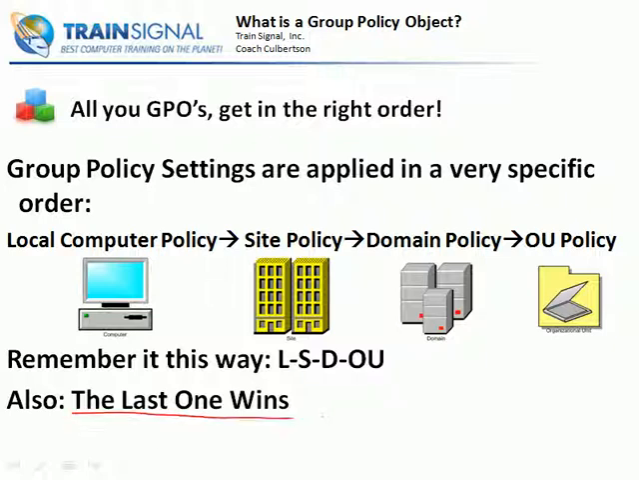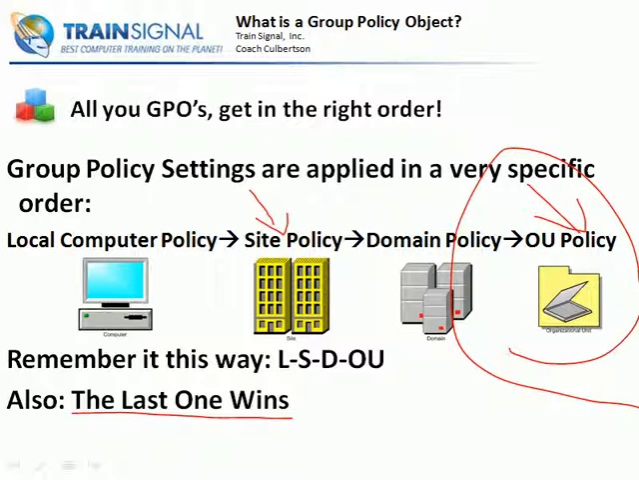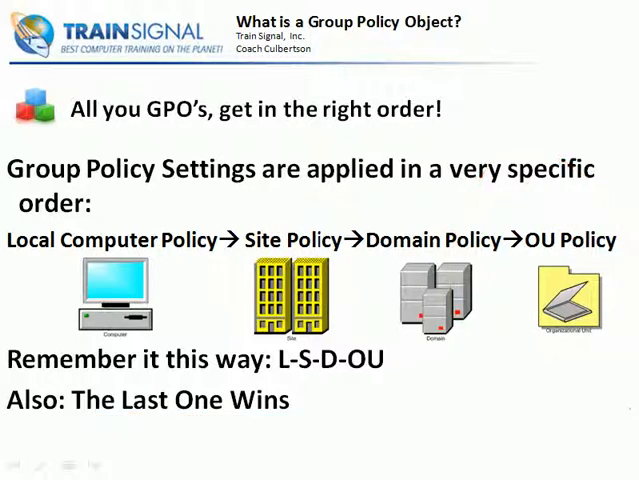Also, here's something else that I would like for you to remember. Well, let's say you have two different group policy objects. Let's say that one group policy object happens to be running here at the site level and one happens to be running at the OU level. Well, guess what? The last one wins. Okay? Generally speaking, the last group policy that's applied is the one that wins. So if you have conflicting policies, if one says one thing and one says the other, the last one wins, and the last one is always the OU policy.